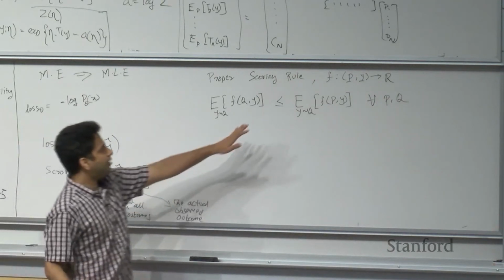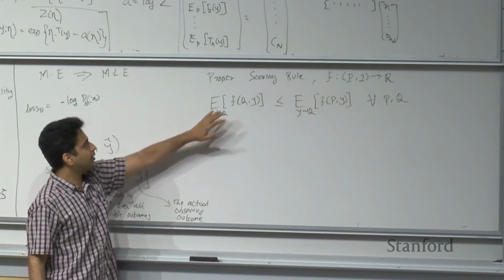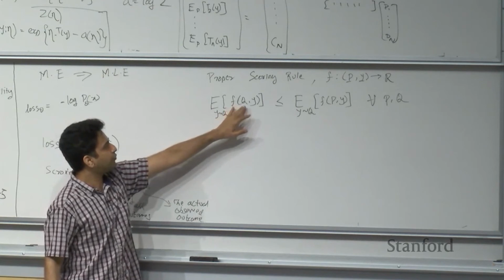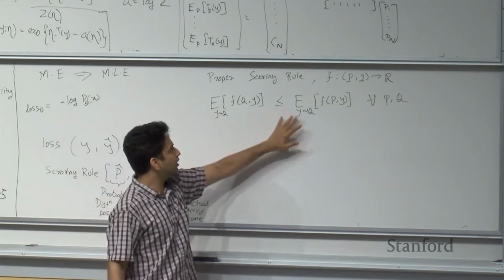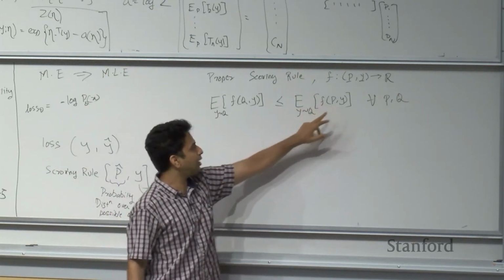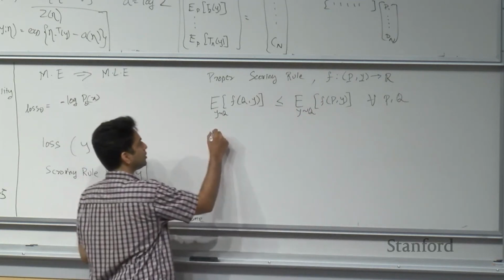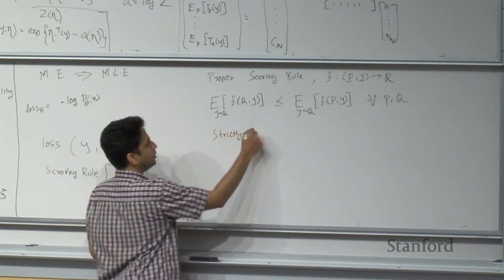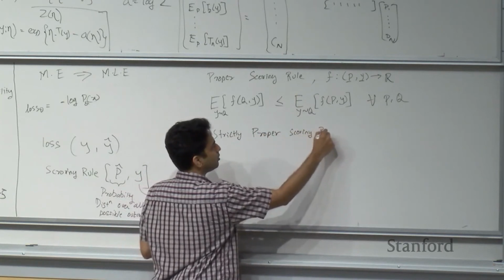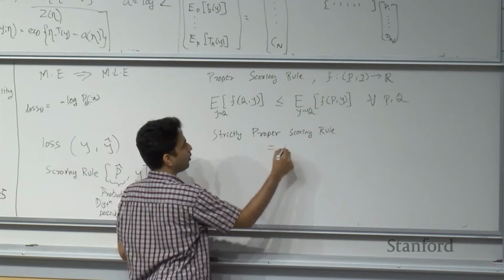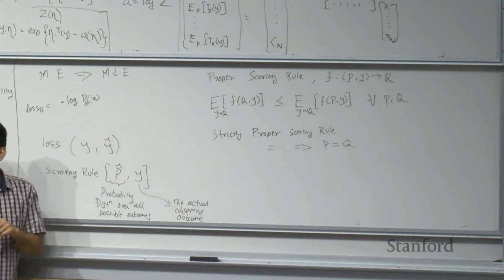So a proper scoring rule F is that scoring rule which satisfies this inequality, that the expectation of f of q comma y, where y is sampled according to q, is less than or equal to the expectation of f of p comma y, y sampled according to q, for all p and q. You call it a strictly proper scoring rule where equality implies p equals q. Right?